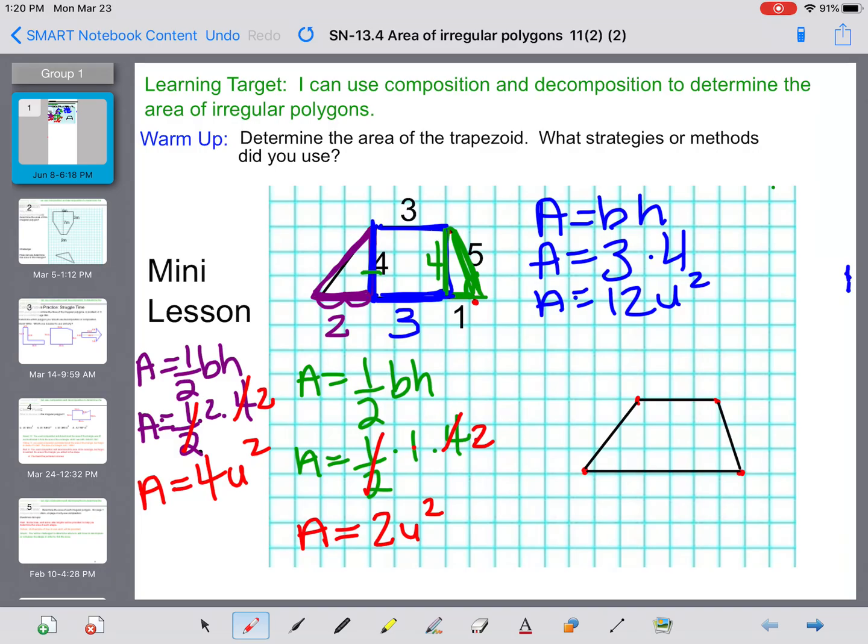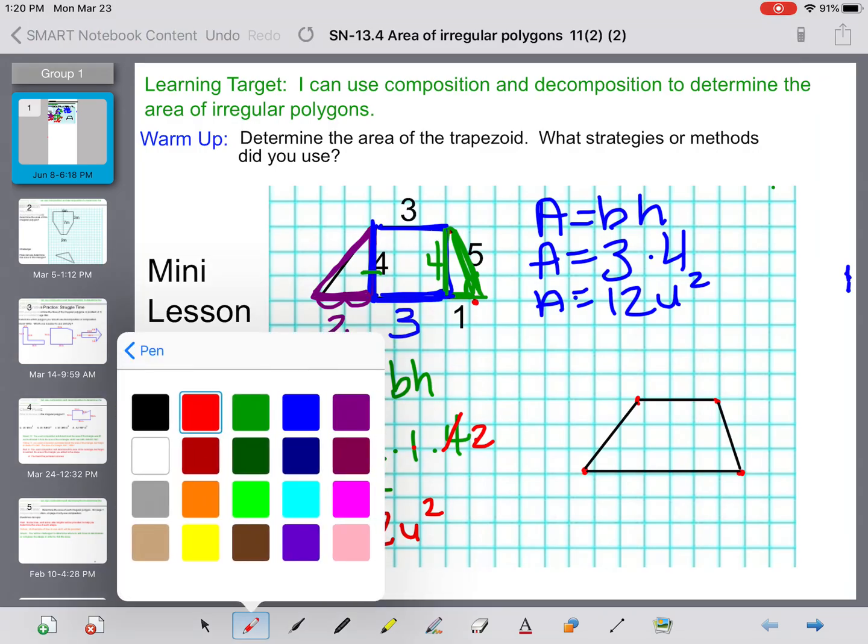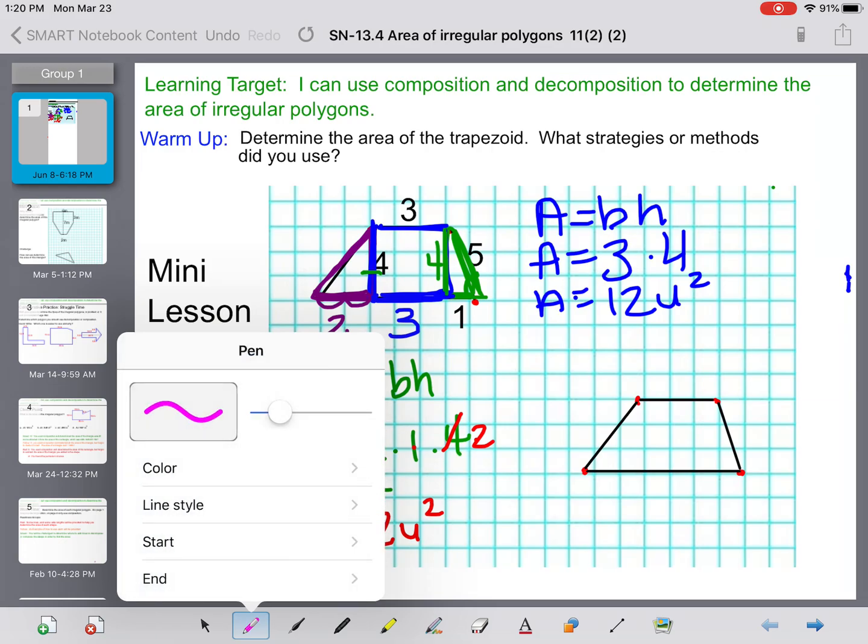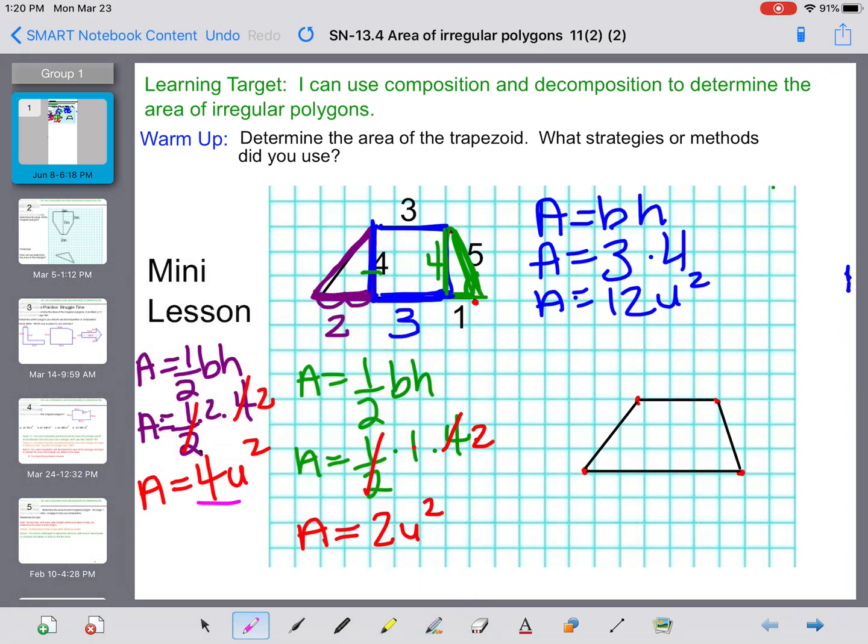So if I use decomposition, now I'm going to have to add all of my areas together. So I have to add 4 plus 2 and 12, giving me a total of 18 units squared. Now let's solve this exact same problem, but this time we're going to be using composition.